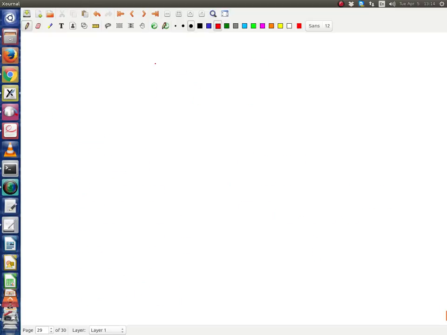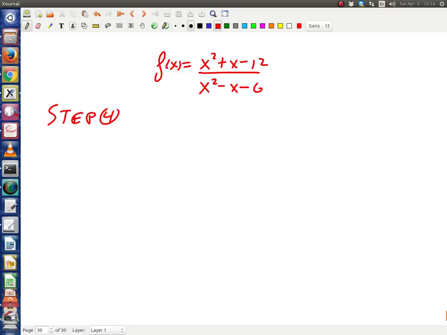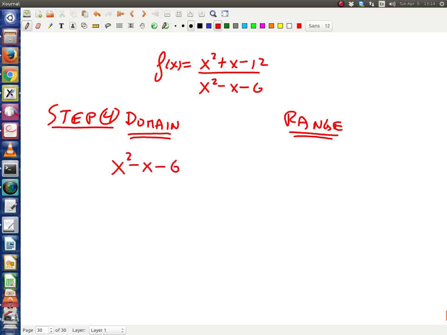All right, so again, f of x is x squared plus x minus 12, just reminding you what we're doing, over x squared minus x minus 6. Now we want to talk about the domain. So this is step 4. What's the domain? And what's the range? Okay. Now remember, the domain is when this thing is defined. So in other words, all the x values where the denominator is not equal to 0. We're going to find all the x values where we don't get 0, right? Okay, so what is that?